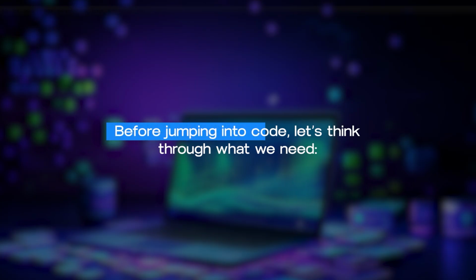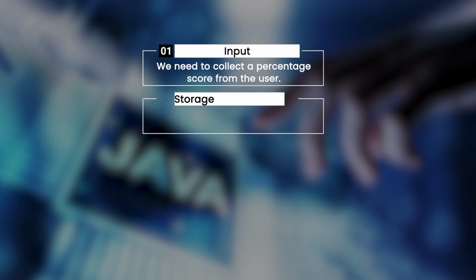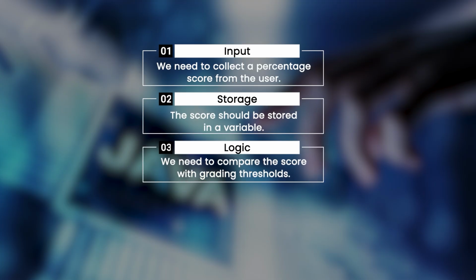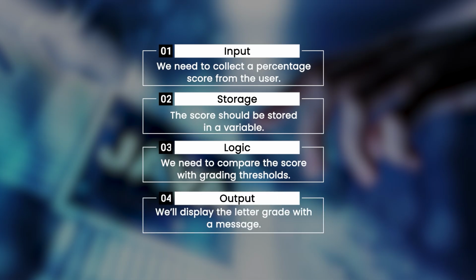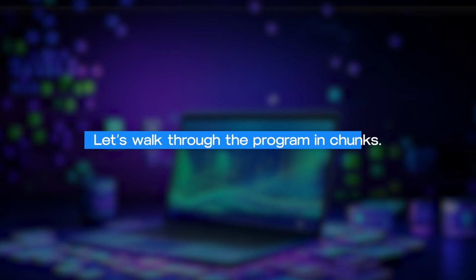Before jumping into code, let's think through what we need. Input: we need to collect the percentage score from the user. Storage: the score should be stored in a variable. Logic: we need to compare the score with grading thresholds. Output: we'll display the letter grade with a message. Writing the program step by step. Let's walk through the program in chunks.